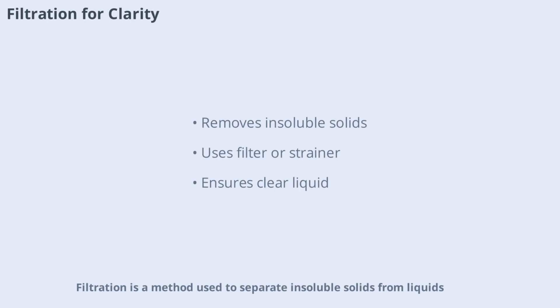Filtration is a method used to separate insoluble solids from liquids. For example, after preparing tea, a strainer is used to remove tea leaves from the liquid. In laboratories, filter paper is used to separate fine particles from liquids. Filtration is also used in making paneer, where the solid is separated from the liquid using a cloth or strainer. This method ensures that only the clear liquid passes through, leaving the solid residue behind.